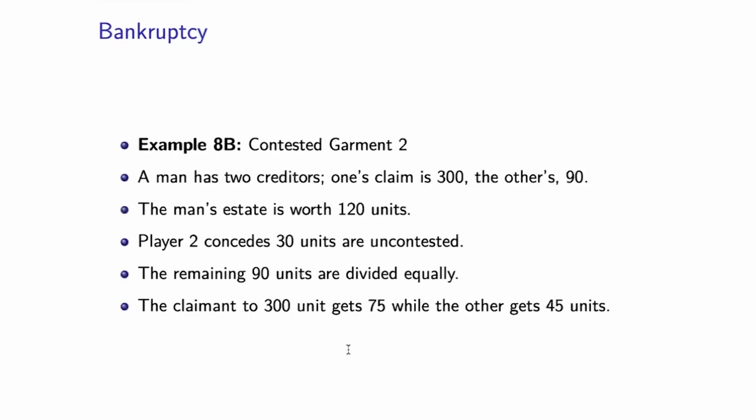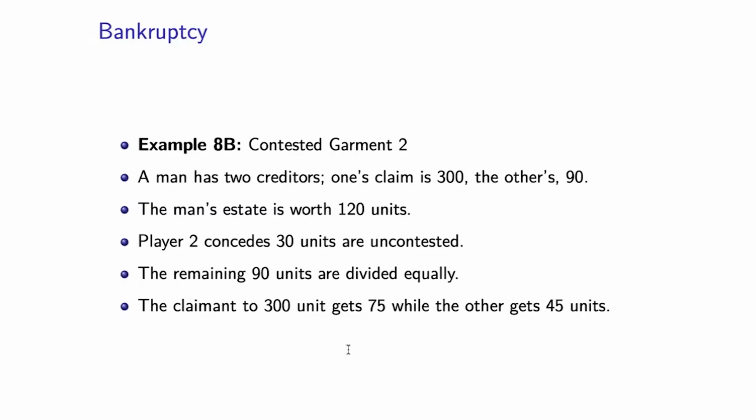Okay, let's look at another example. This is again another modification of the two creditors case. Imagine that a man has two creditors. One creditor's claim is 300, the other's is 90, and the man's estate is worth 120 units, right? So here notice that one of the claims is more than the value of the estate, whereas the other one is less.